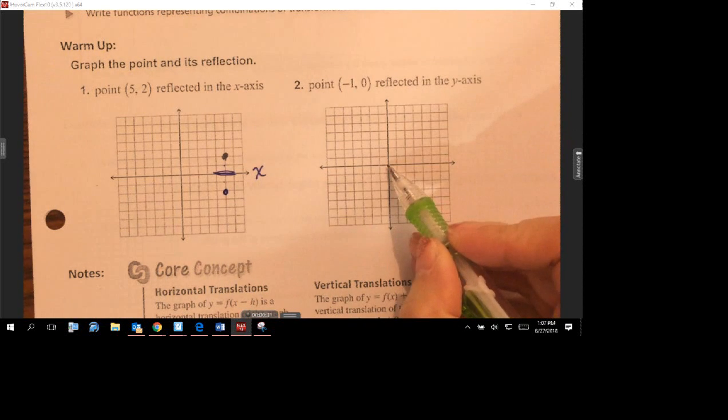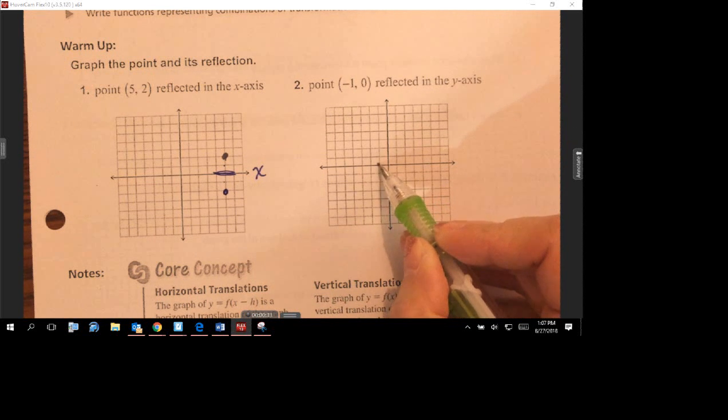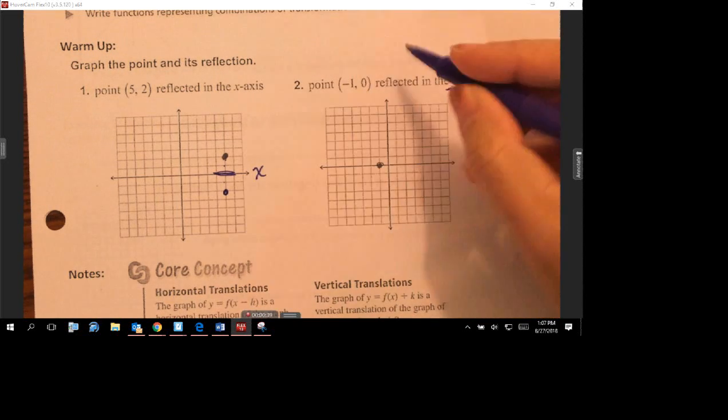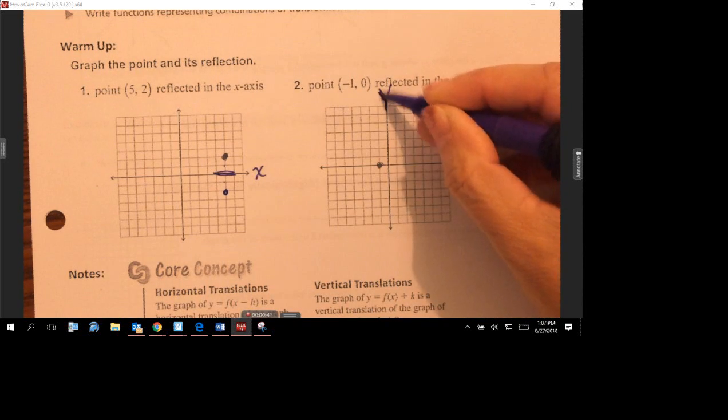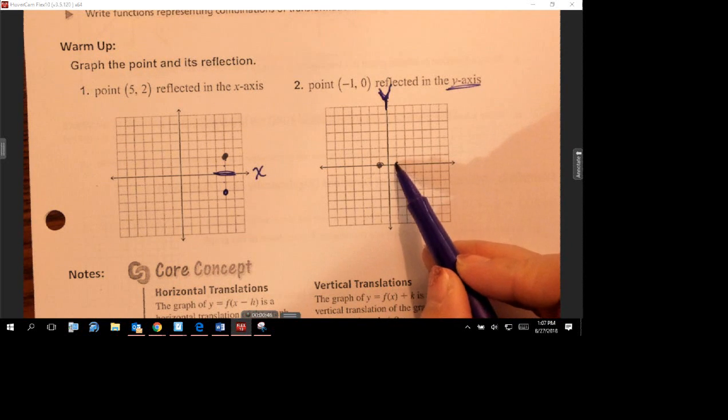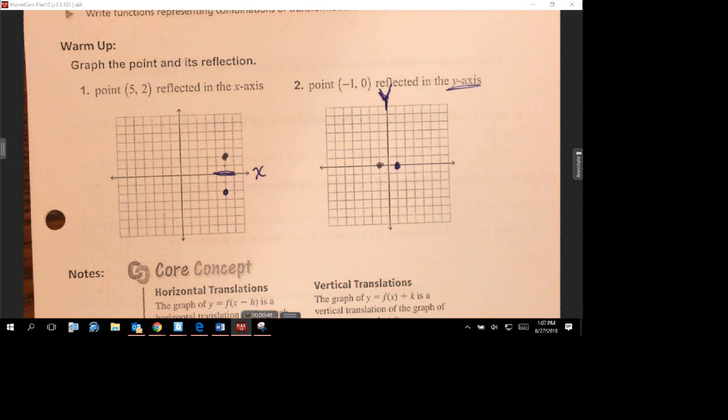Number 2, we're going to plot the point (-1, 0). Go ahead and plot that. And then we're going to reflect it in the y-axis. Remember, the y-axis is this one. That means we're going to flip it over that axis. It'll be right here, one spot away. So we do okay. All right.